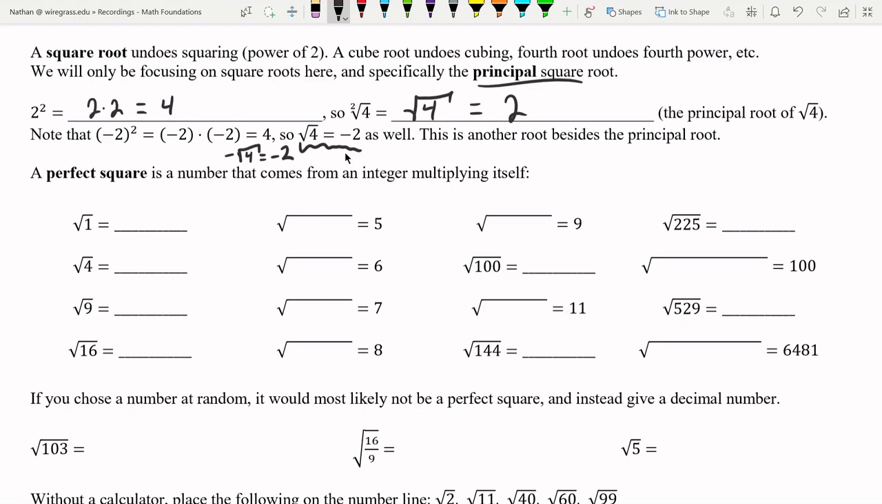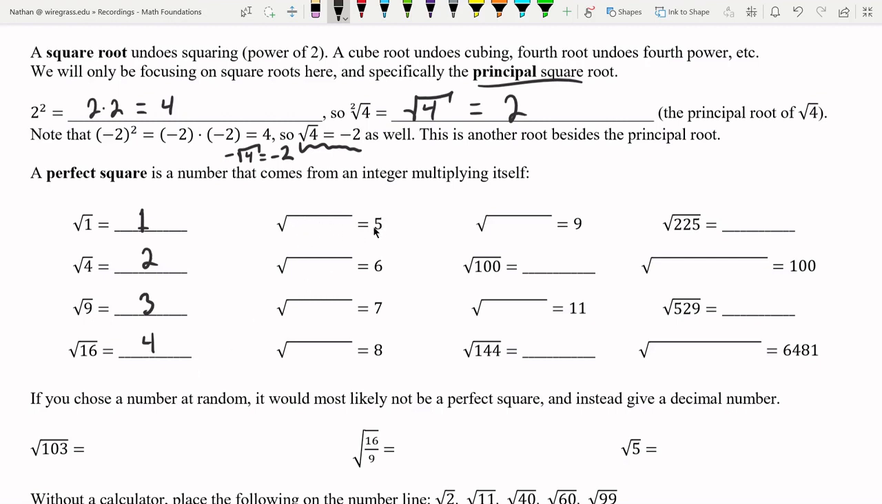A perfect square is a number that comes from an integer multiplying itself. So the square root of 1 is 1 times 1. Well, 1 times 1 is 1 squared, which means the square root of 1 is 1. We already talked about this one. This is going to be the principal root. For all of these, we're talking about the principal root. The square root of 4 is 2, because 2 times 2 is 4. The square root of 9 is 3, because 3 times 3 is 9. The square root of 16 is 4. 4 times 4 is 16.